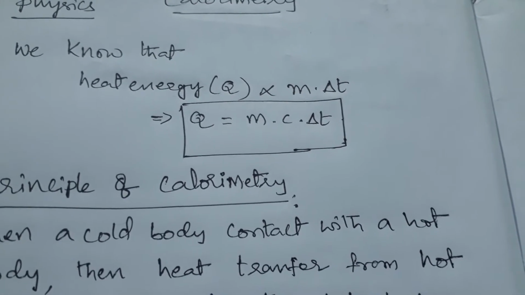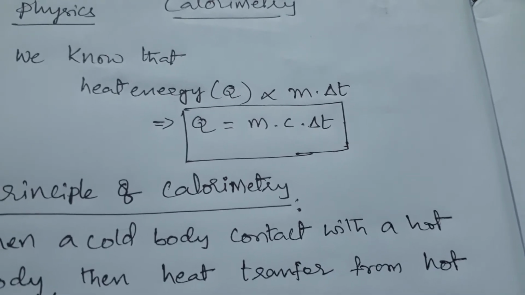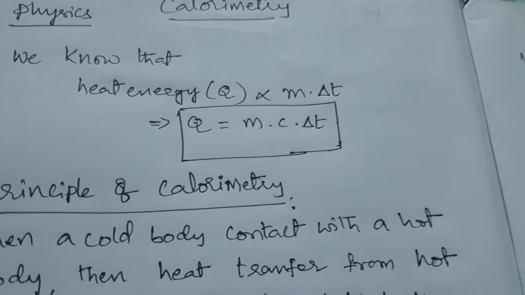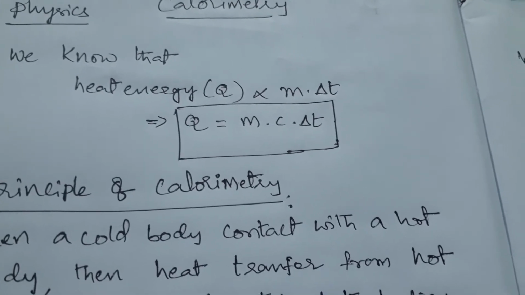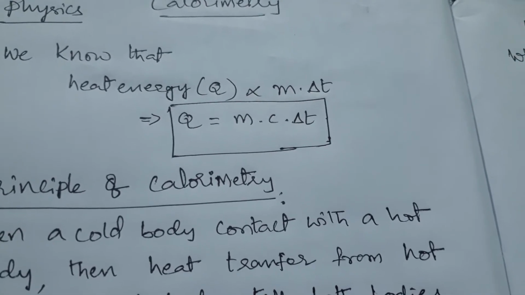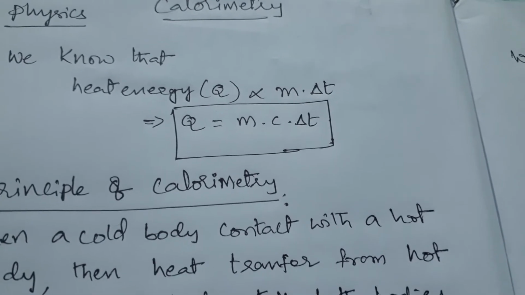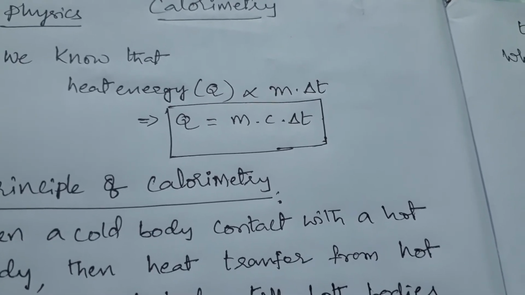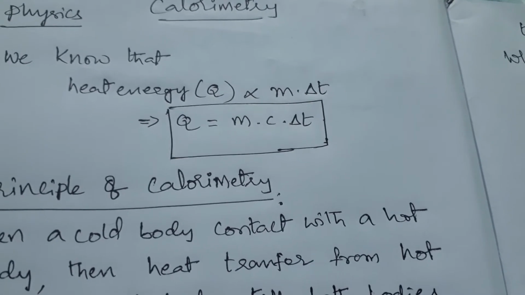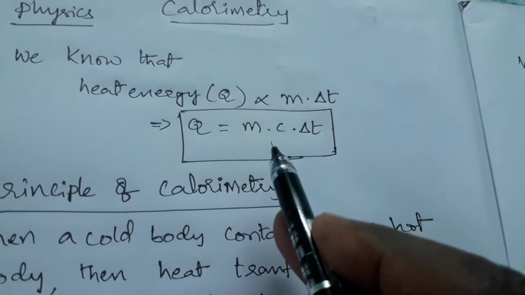What is C? C represents the specific heat of the body. What is the specific heat of the body? I explained in the previous class: the heat energy required to increase the temperature of 1 unit mass of the substance by 1 degree Celsius. That is not the same for all substances. Different substances take different heat energy to increase 1 unit mass by 1 degree Celsius. So that is called the specific heat of the substance. Now C represents the specific heat of the substance.